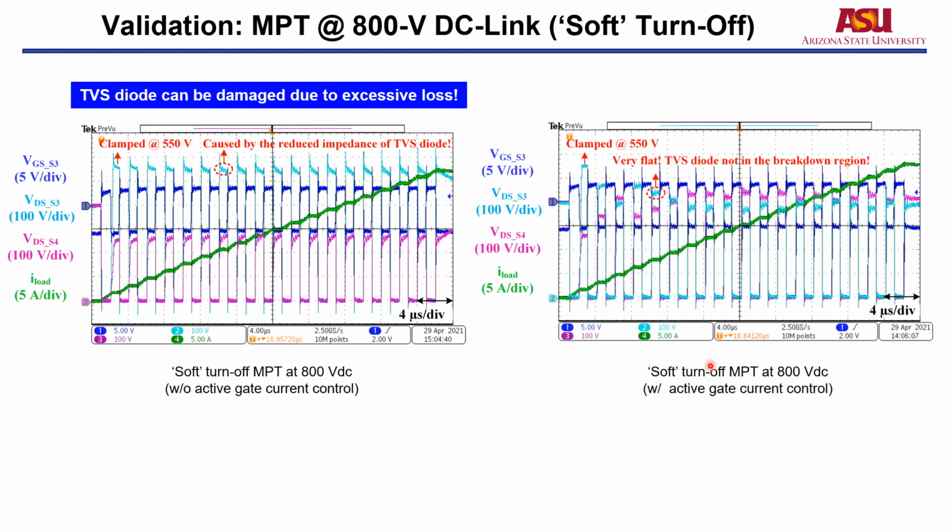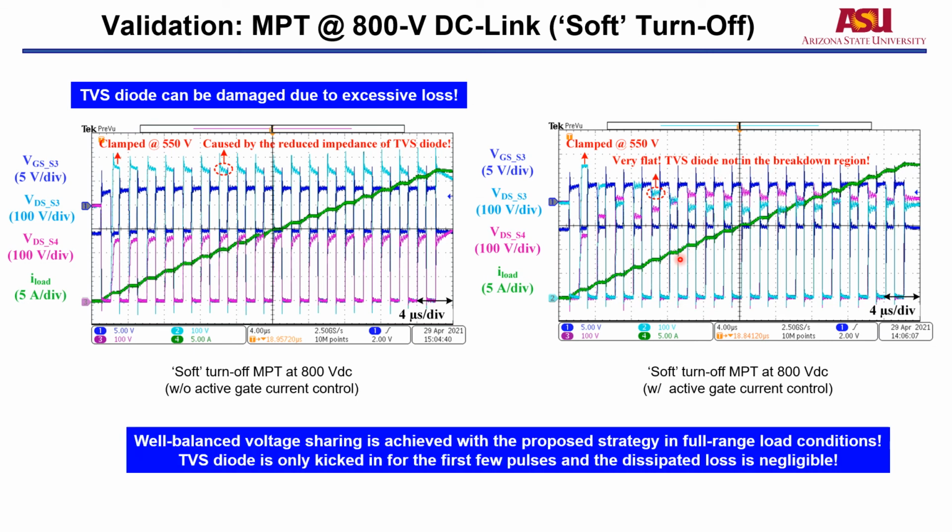After implementing the active gate current control, we can see the VDS voltage is very flat, which implies the TVS diode is not in the breakdown region. So well-balanced voltage sharing is achieved with the proposed strategy in full load range. The TVS diode is only kicking in for the first few pulses, and the dissipated loss is negligible.